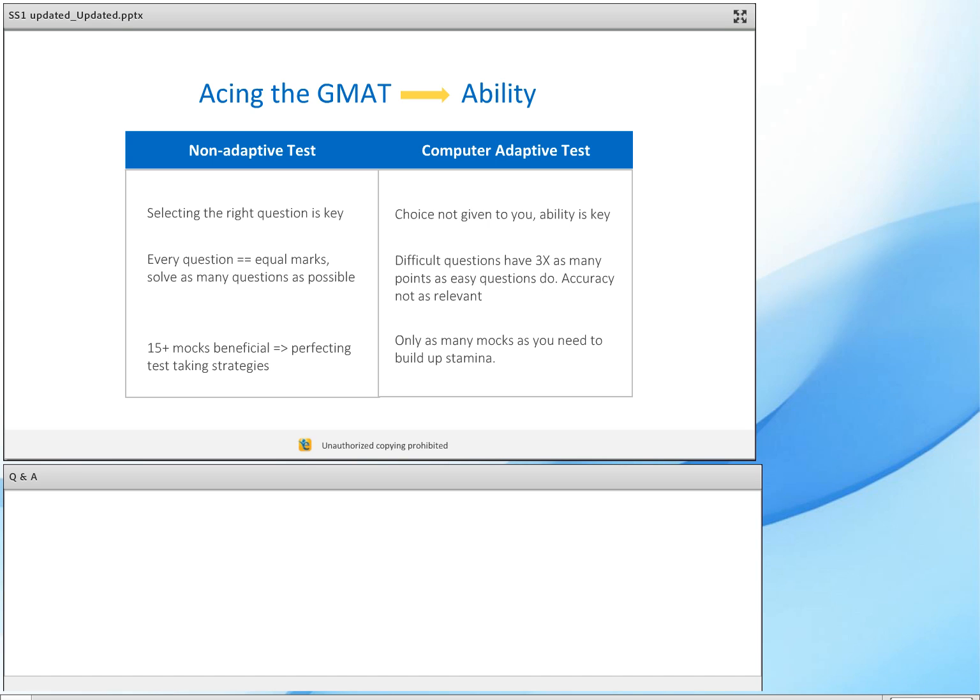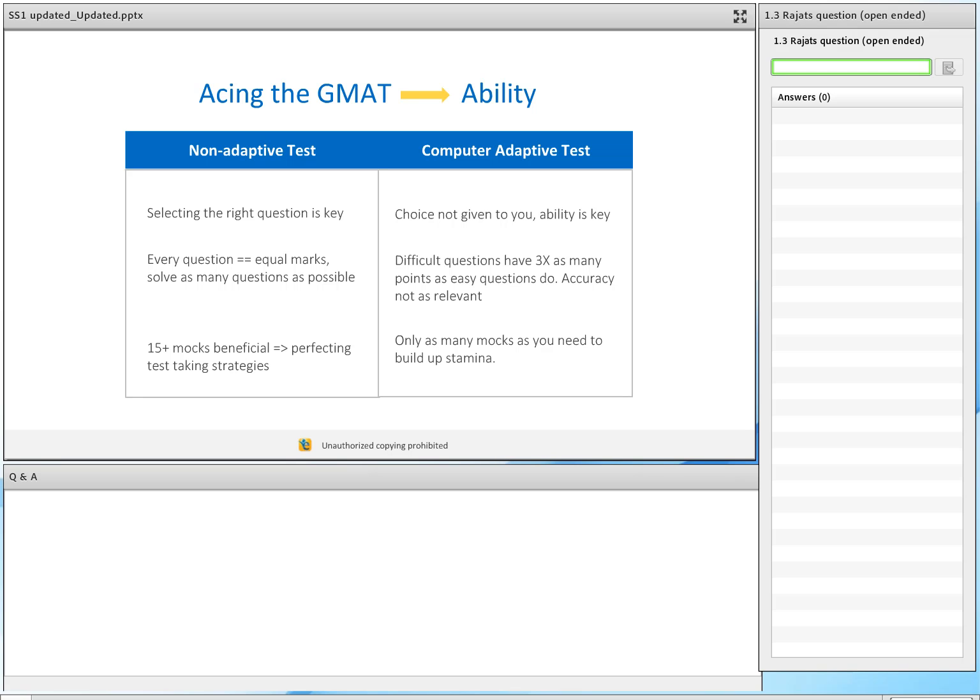Why? Because it's a test of ability. So you only need mocks to build up stamina, and most people who practice the right way need about 4 to 5 mocks. Now, am I correct? Isn't that how you study for CAT? You take as many mocks, you focus on spotting the easier questions.